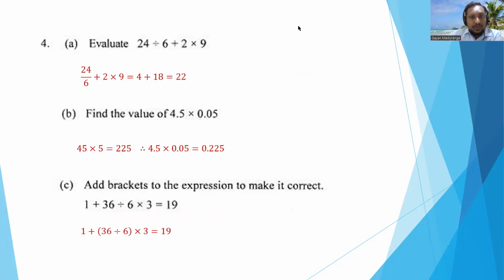Right. Evaluate 24 divided by 6, add 2, then multiply by 9. So remember, children, we have to use the BODMAS rule here. BODMAS. What's that? BODMAS is the rule applicable. Right. Let's see now how to do this.